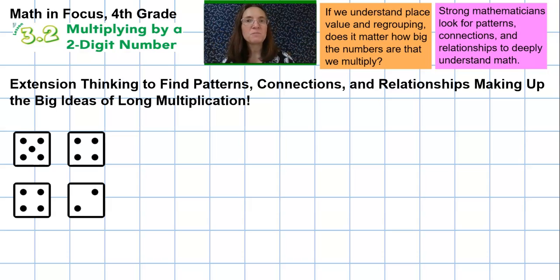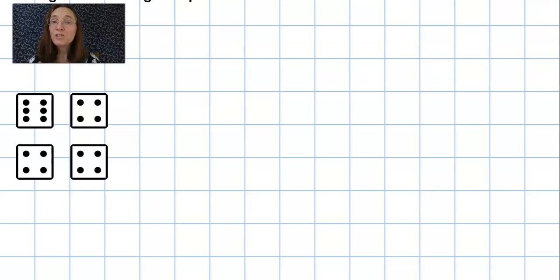We'll be deeply exploring the question, if we understand place value and regrouping, does it matter how big the numbers are that we multiply? Strong mathematicians are thinking about what math means, and that is what this lesson is all about. To create a long multiplication problem that you can really play with, it's a great idea to use dice, and I want to show you how we might do that.